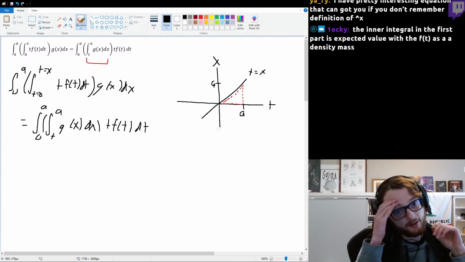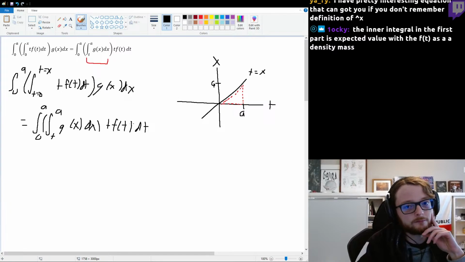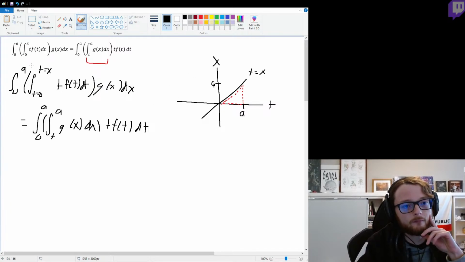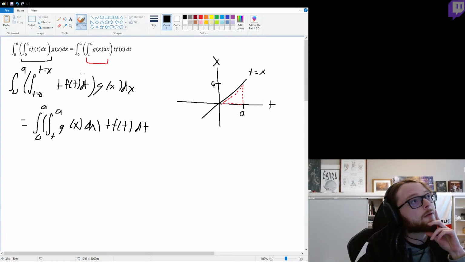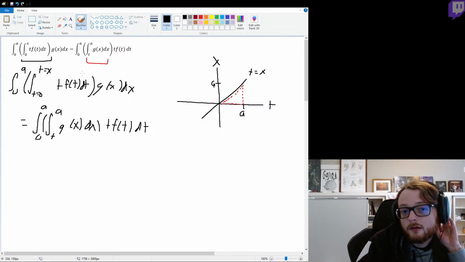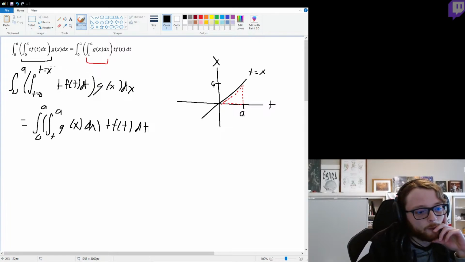The inner integral in the first part is the expected value with the f of t as a density mass. Oh, it's like a weighted average, I guess? Or not weighted, well, I think I recognize that form, I guess, as what you're saying, the density mass.